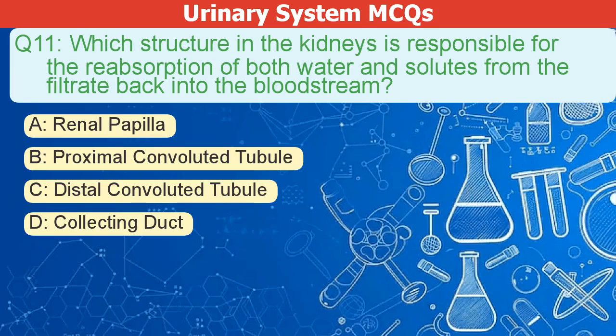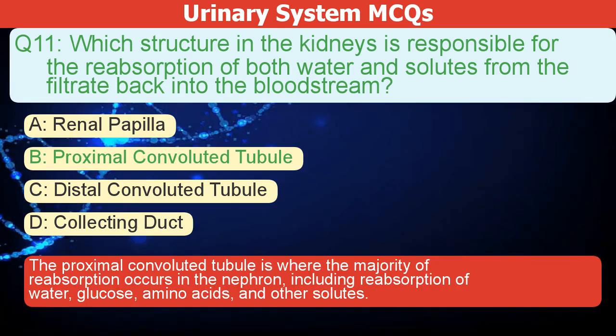Which structure in the kidneys is responsible for the reabsorption of both water and solutes from the filtrate back into the bloodstream? A. Renal papilla. B. Proximal convoluted tubule. C. Distal convoluted tubule. D. Collecting duct. The correct answer is B. The proximal convoluted tubule is where the majority of reabsorption occurs in the nephron, including reabsorption of water, glucose, amino acids, and other solutes.